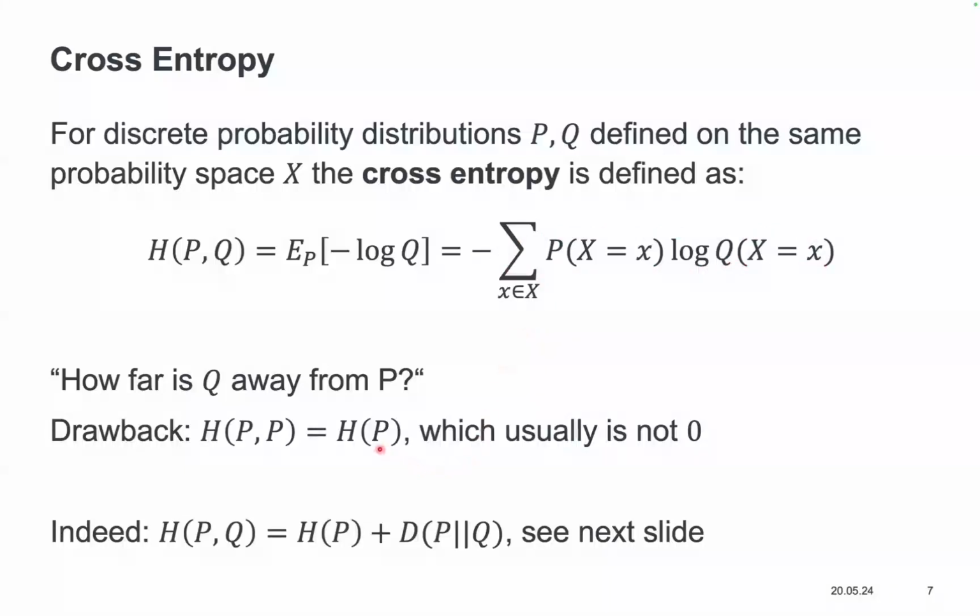Now, this of course is not always intuitive. When I want to answer the question, how far is Q away from P? And I ask the question, how far away is P from itself? Then that's the same as the entropy of P. And the entropy of P is, if I have a reasonable distribution, usually not 0. So indeed, what I get is that the cross entropy between P and Q is always the entropy of P plus the Kullback-Leibler divergence between P and Q as defined on the next slide.